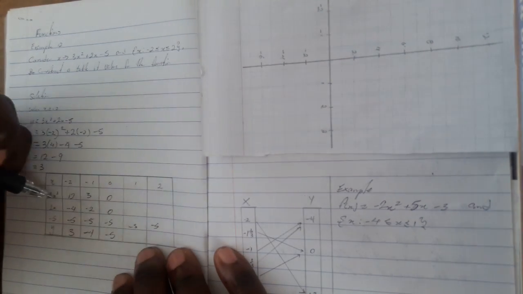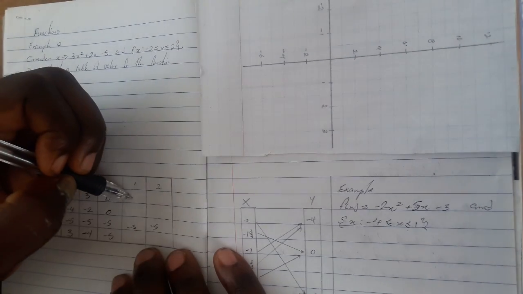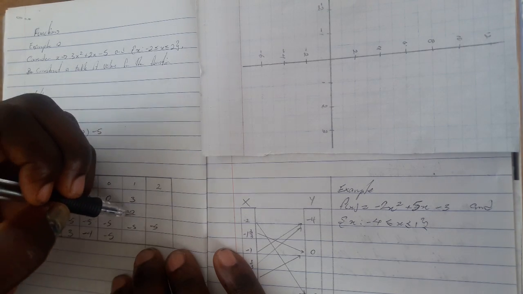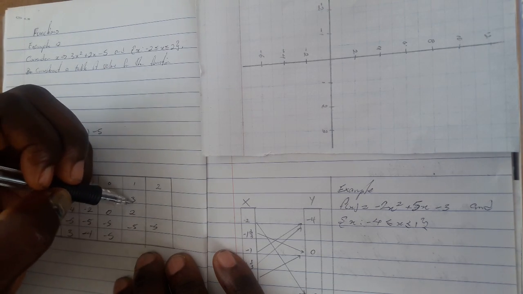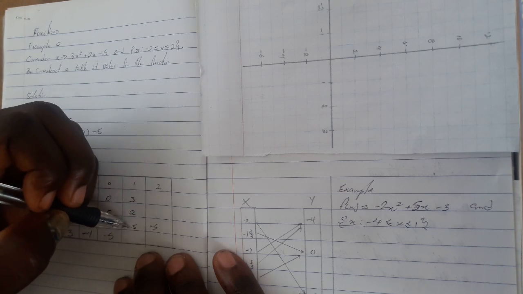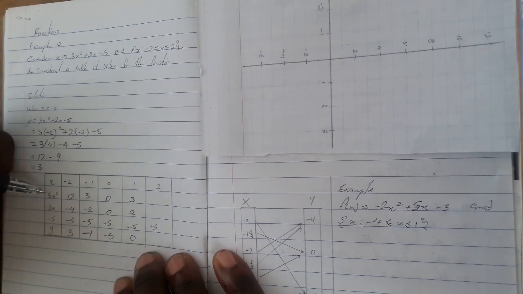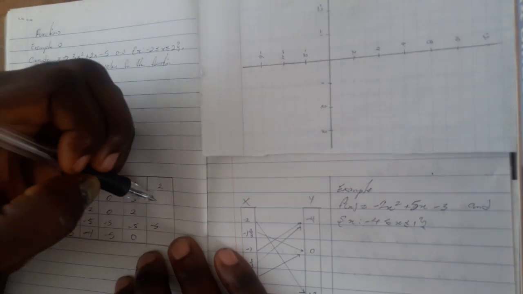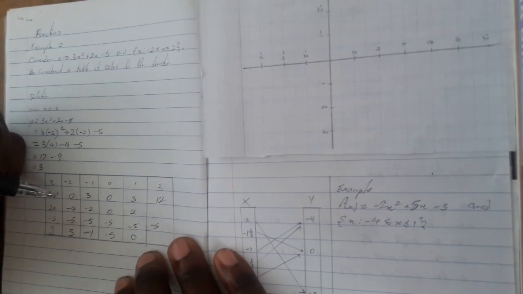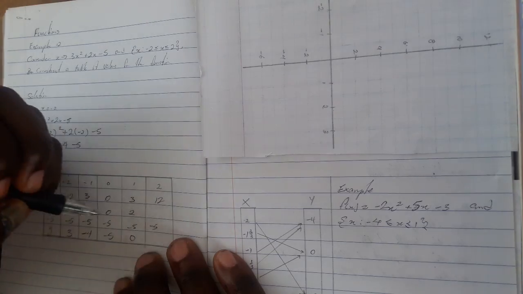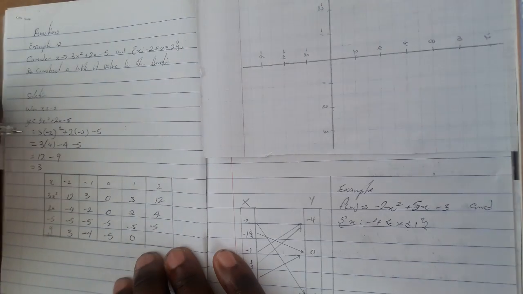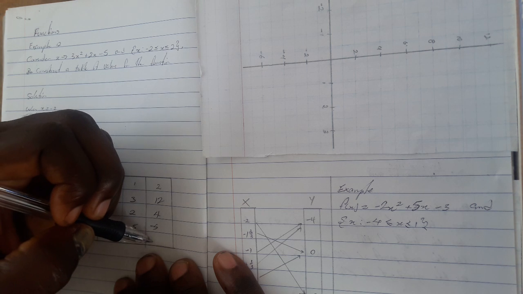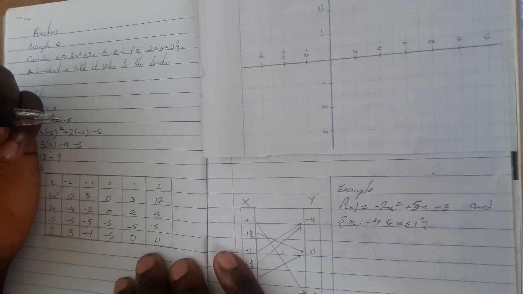This is 1 squared is 1, times 3 is 3, and 2 times 1 is 2. So add the positives, you'll get 5, minus 5, 0. And this is 2 squared is 4, and 3 times 4 is 12, as I showed you there. And 2 times 2 is 4. This is 16 minus 5, which gives us 11.